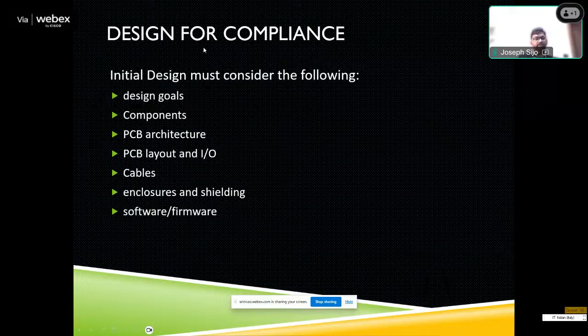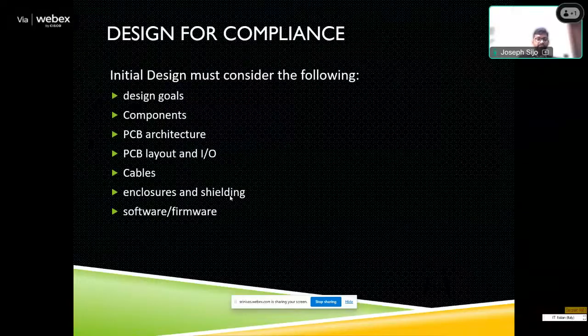Even in design for compliance, the design must be careful initially: what our goal is, what output we are going to achieve, the components we need to choose, and how these components will affect our application and also other devices. PCB architecture, as I explained before, is the same as PCB layout and IO ports. Also the cables: cables are one of the major important factors in conductive emissions. Also shielding, and software and firmware.